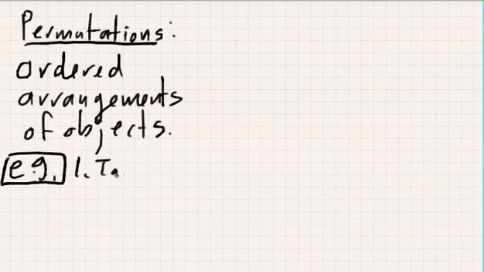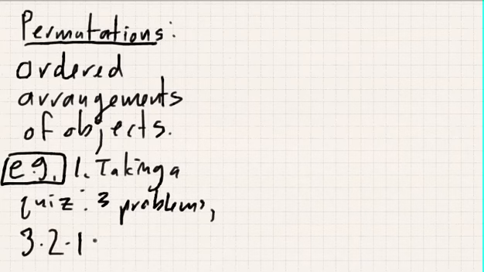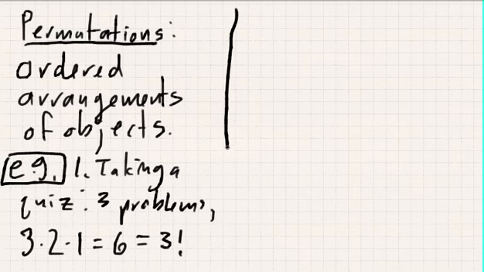One was taking a quiz, and here we had three problems, and the question was how many different ways can I go through those three problems. We saw that it was 3 times 2 times 1, which is 6 ways, and notice that this is just 3 factorial. But this is an ordered arrangement of objects. I'm ordering the 3 different problems in a particular order to complete them.